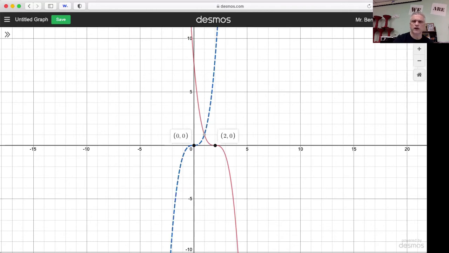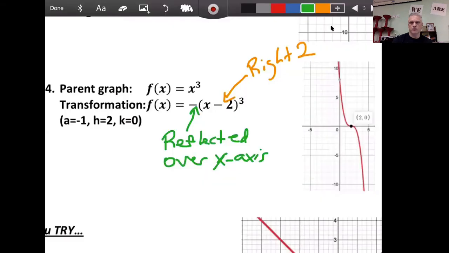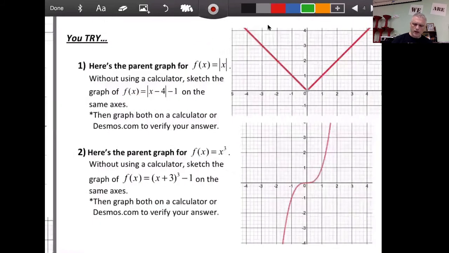Okay, so now let's go back to our note sheet and write that down. So there you have it. The -2 inside with the x indicates that the vertex was first moved right 2 units, and then the negative outside of the grouping symbols indicates that we reflected the graph over the x-axis, or in this case, reflected it vertically. So now the rest of these questions are your tries.